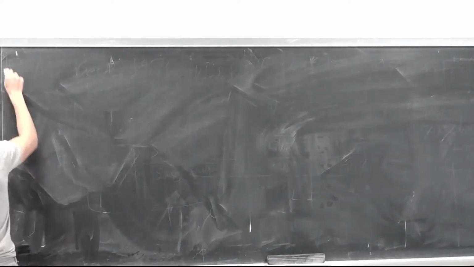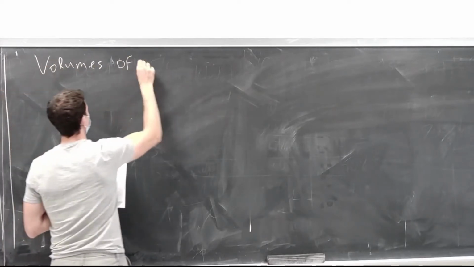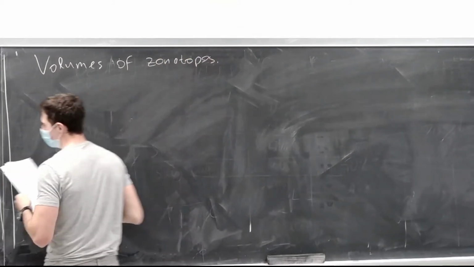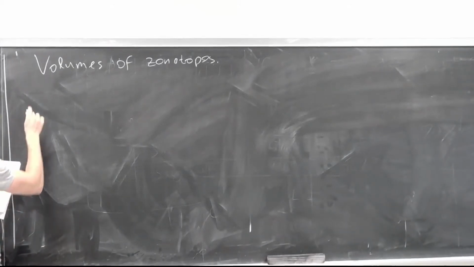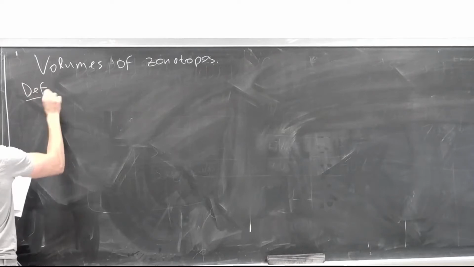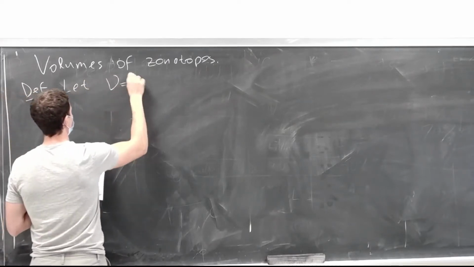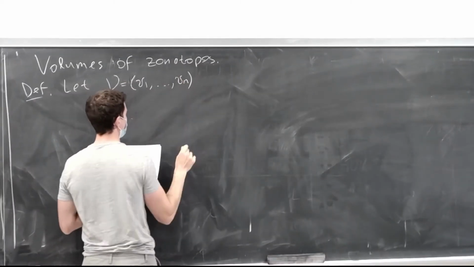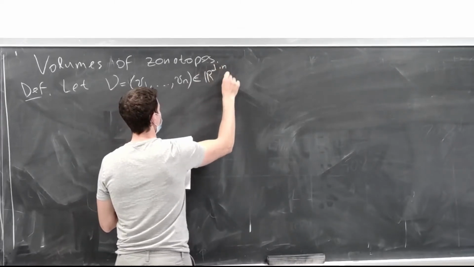One other thing I want to talk about is, I guess, volumes. Volumes of zonotopes. And for that, I need to introduce some terminology. So this is matroidal terminology. Let's say I have an arbitrary vector configuration V1 all the way up to Vn. It doesn't have to be generic anymore.